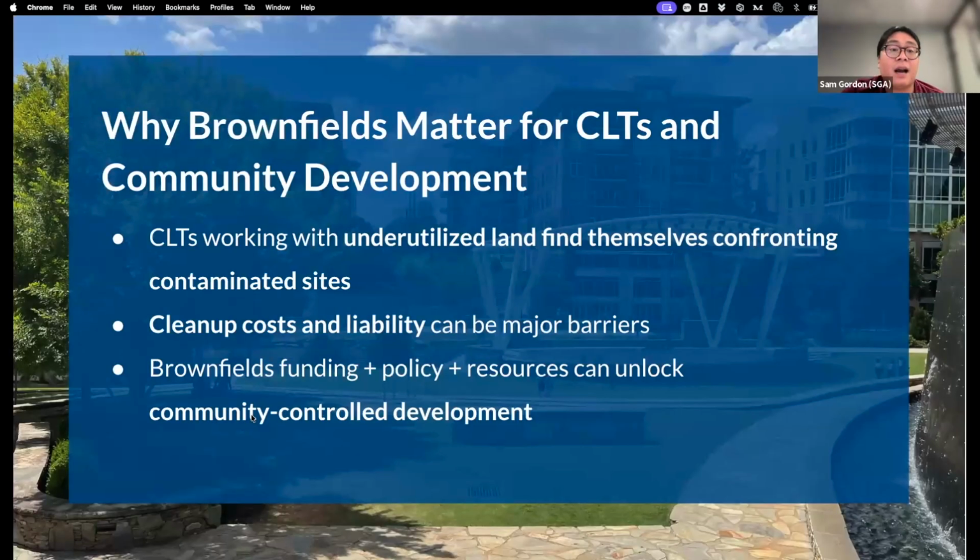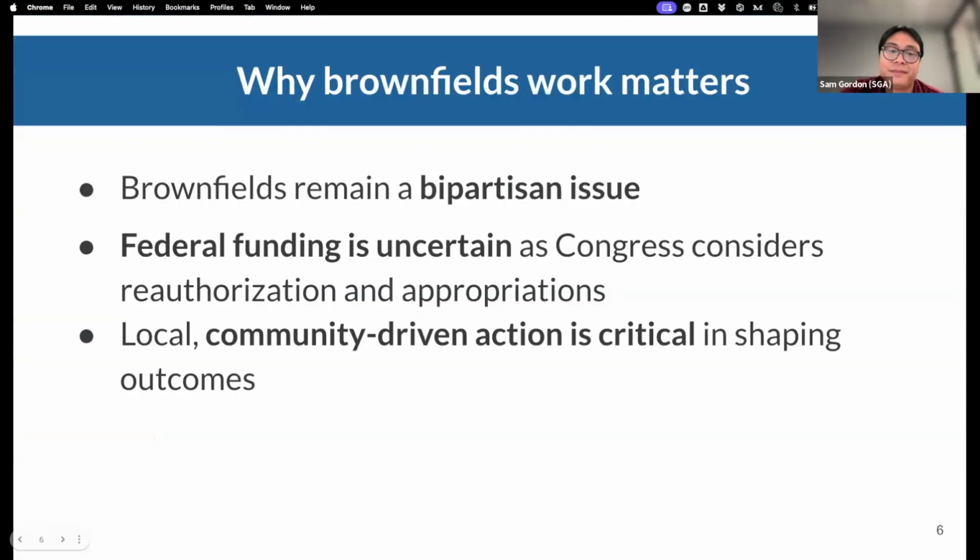So, why pair CLTs and brownfields? Community land trusts work to acquire underutilized land for community benefit for their programs and projects, and they're increasingly encountering contaminated sites and the barriers that come with them. That includes cleanup costs and liability concerns, and these can really stop a promising community-driven project completely in its tracks. But there's an opportunity. Brownfields funding, policy tools, and technical assistance resources exist to help communities and organizations such as CLTs navigate those barriers and unlock community-controlled development. Today is about connecting those dots.